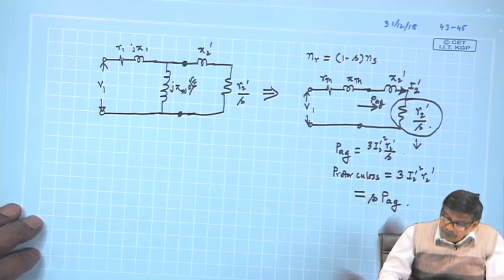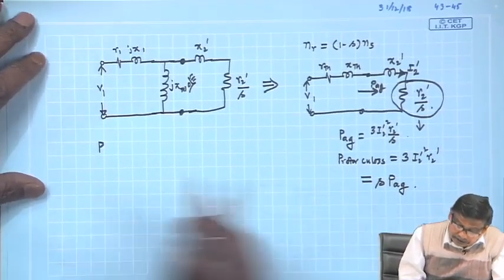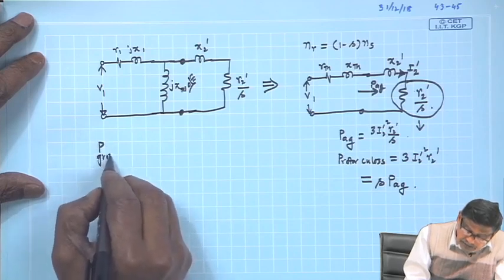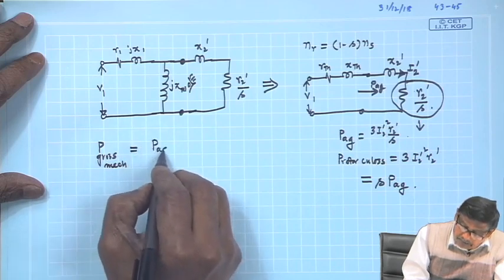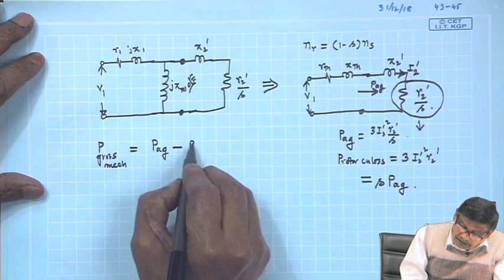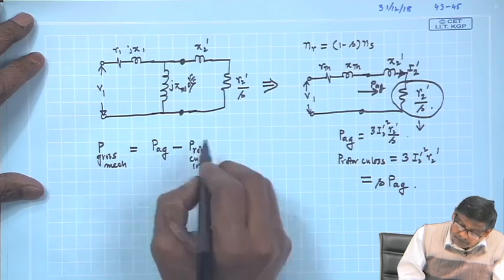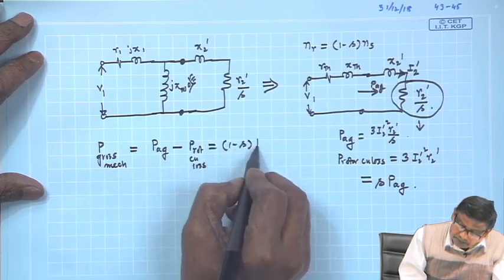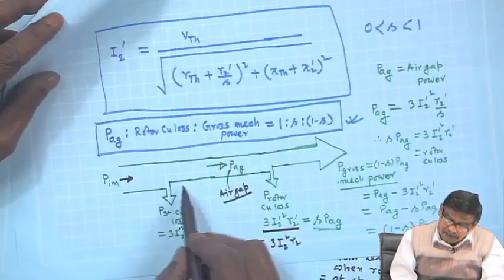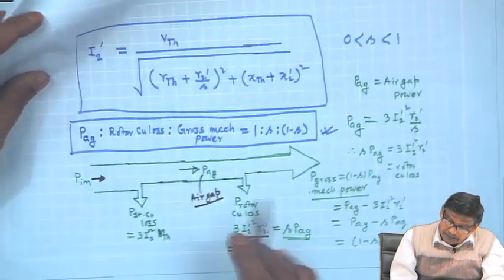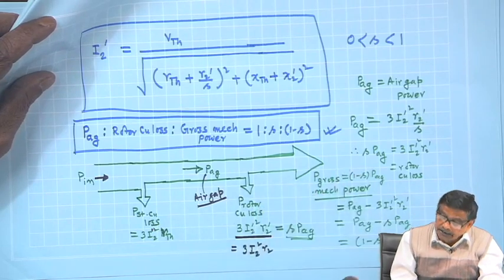Now, from PAG, if you subtract this rotor copper loss, then you get P gross mechanical, which will be equal to PAG minus rotor copper loss. If you subtract, this becomes (1 minus S) into PAG, and this is shown in this one. PAG comes, then you subtract rotor copper loss, then you get P gross mechanical power, whatever mechanical power.